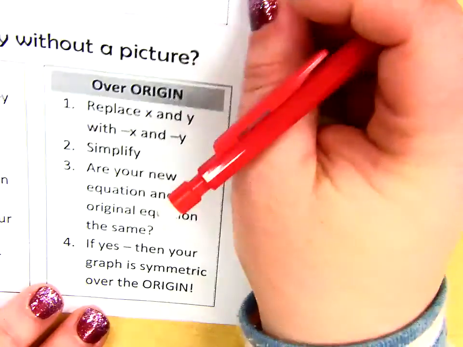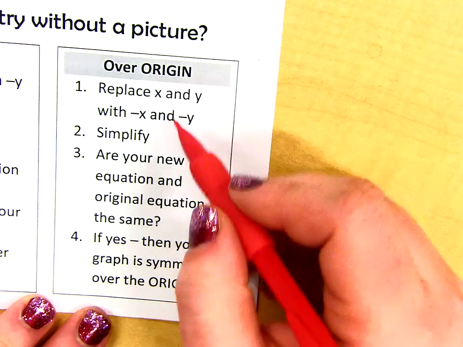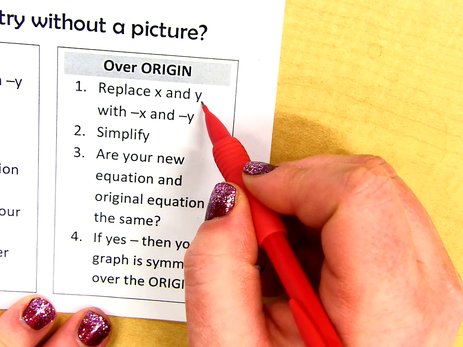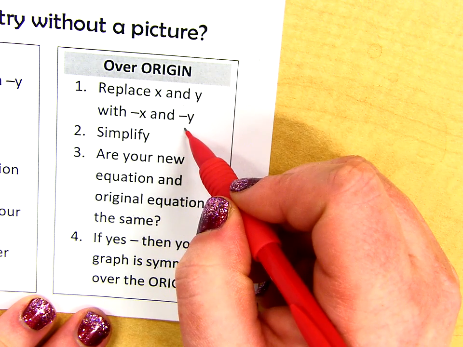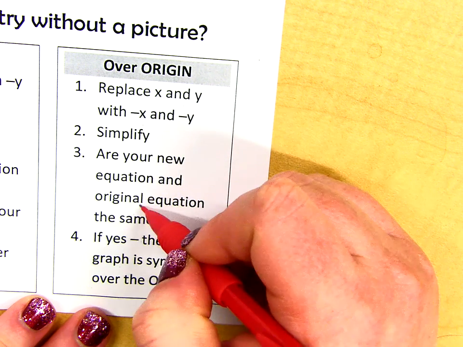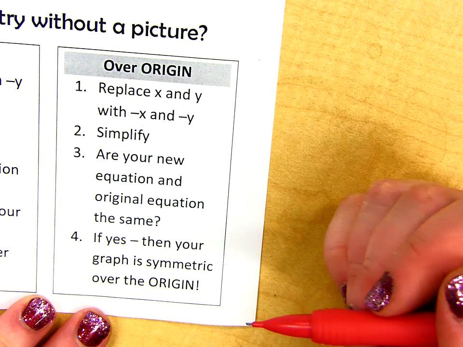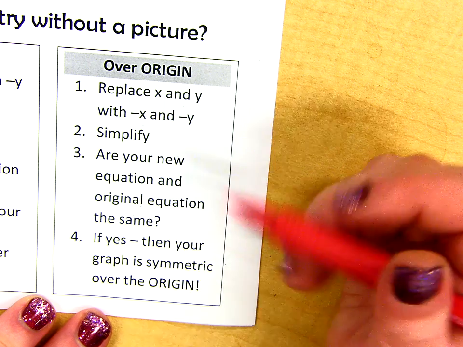Okay, and then to test over the origin, I'm going to replace x and y, both of them at the same time, with negative x and negative y. And do the same thing. Simplify my equation and see if it matches the original. All right, so let's give this a shot.